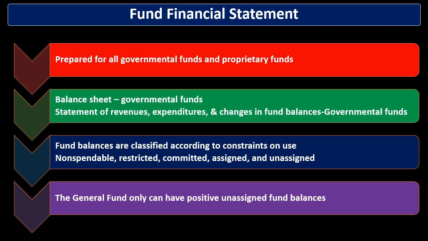The general fund is the only fund that can have a positive unassigned fund balance. So the only fund that can have a positive unassigned fund balance is the general fund, the main governmental fund, the one which every type of governmental entity that uses fund accounting will have at least one of, the general fund, and only one of.